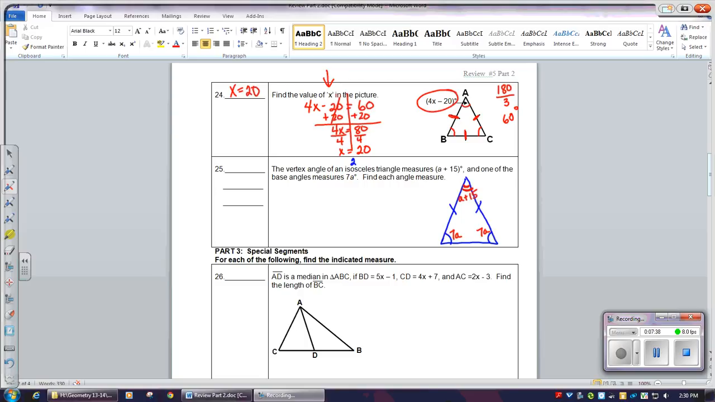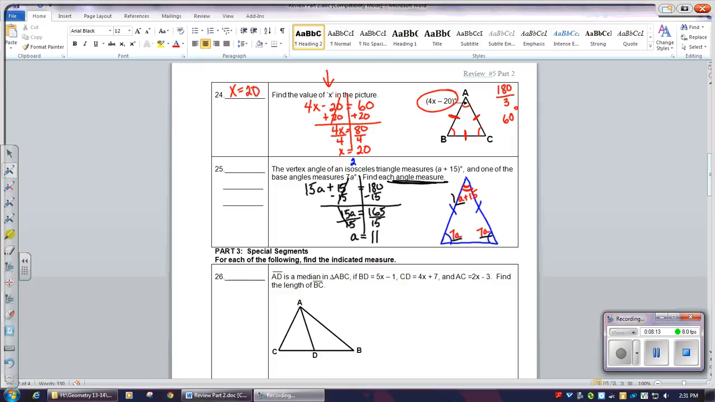What do we know about the three angles of a triangle? They add up to 180. So, remember that's 1a. 1a, 7a, and 7a is 15a plus 15 equals 180. Subtract 15 from both sides. 15a equals 165. Divide both sides by 15. And notice I don't ever cut corners when I'm solving my equations. And that goes 11 times. So a is 11. It doesn't want me to find a.